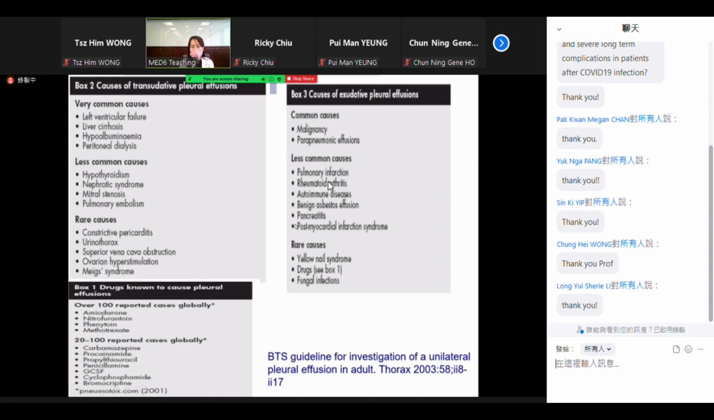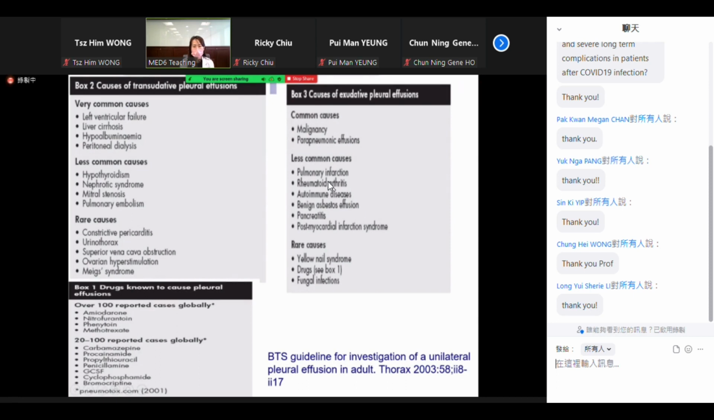Most important is knowing the cause of exudative pleural effusion, because the common causes are malignancy or infection. So we have to find the cause and treat it. TB pleuritis is another common cause in our locality. Less common causes are PE, rheumatoid disease, asbestosis, pancreatitis, or post cardiac surgery syndrome.